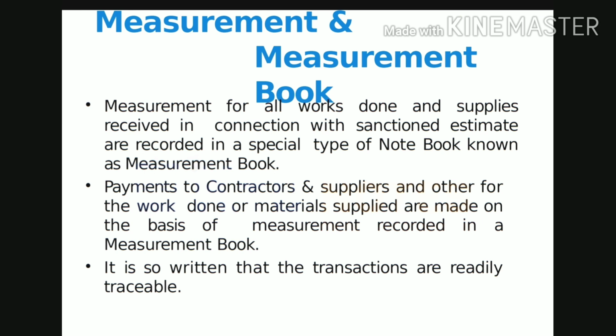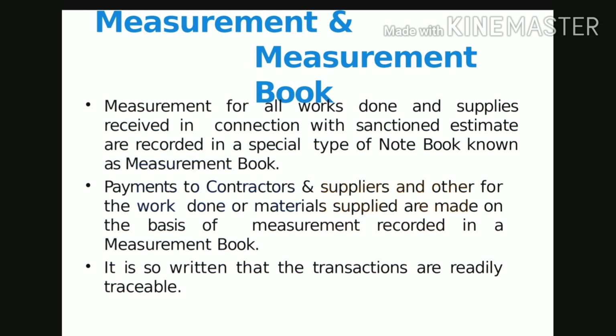Next topic is measurement book. Measurement book is a very important document and should be maintained carefully. Measurements of all the works and supplies are recorded in Measurement Book Form 23. It is in the form of a notebook of size 15 cm by 10 cm and contains instructions on how to write up the columns for particulars.